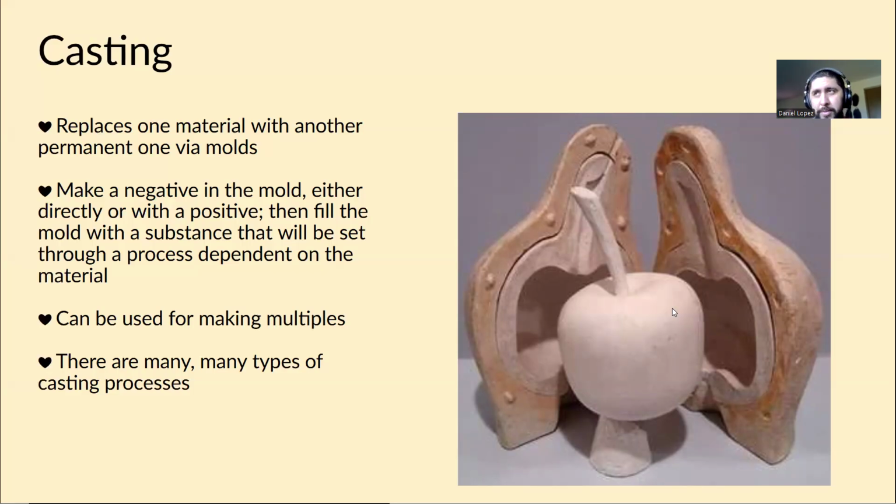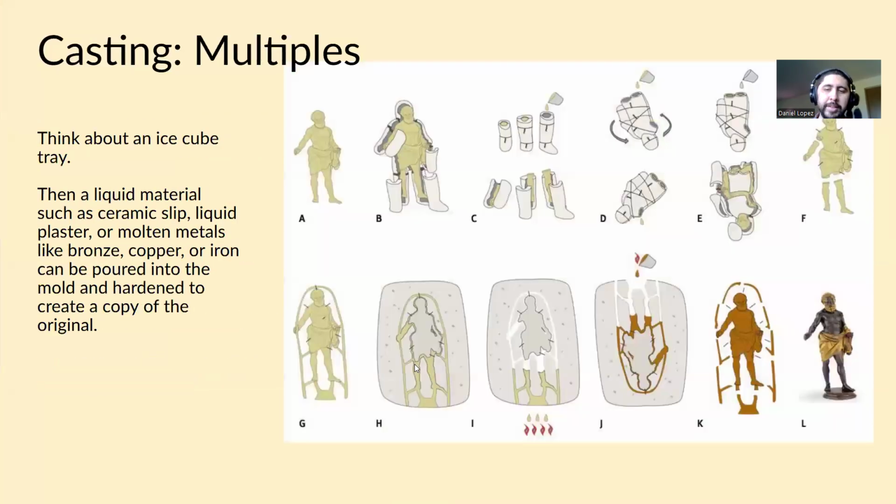Ice cube trays are the most common form of casting. And you could consider those sculptures, sure. Why not? Depending on how broad your definition is. But one of the processes we're not going to watch a video of, unfortunately, but I really want you to, is a one-time use thing. So this is, okay, ice cube tray.